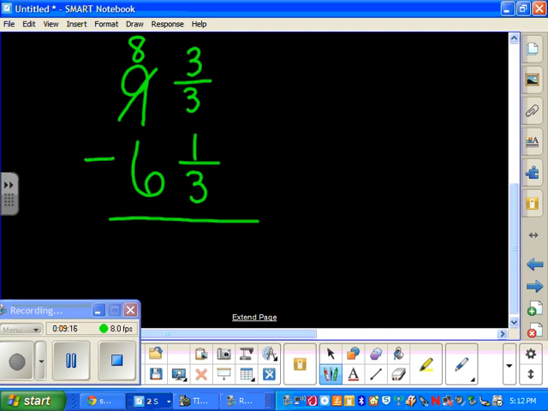Now we're going to go ahead and subtract those fractions. We're going to say 3 minus 1 gives me 2. Remember, your denominator stays the same. It is still 3. We're going to go ahead and subtract the whole numbers. 8 minus 6 is 2. Your answer on this would be 2 and 2/3.